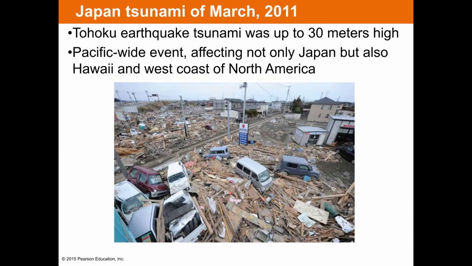The 2011 tsunami that busted up the Fukushima nuclear reactor in Tohoku was a 30-meter high tsunami wave. A Pacific-wide event, this tsunami not only affected Japan but also Hawaii and even the west coast of North America. The entirety of the Pacific Ocean was upturned.